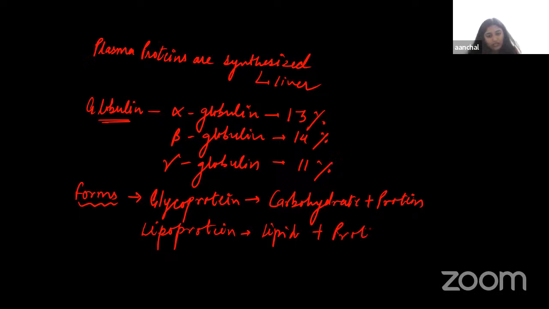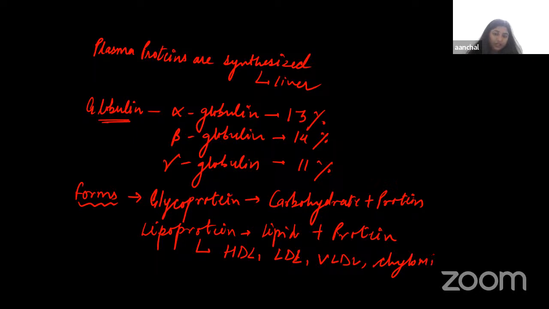And also it has various subtypes. So its subtypes include HDL, LDL, VLDL, chylomicrons. These are the various subtypes of lipoproteins, right?